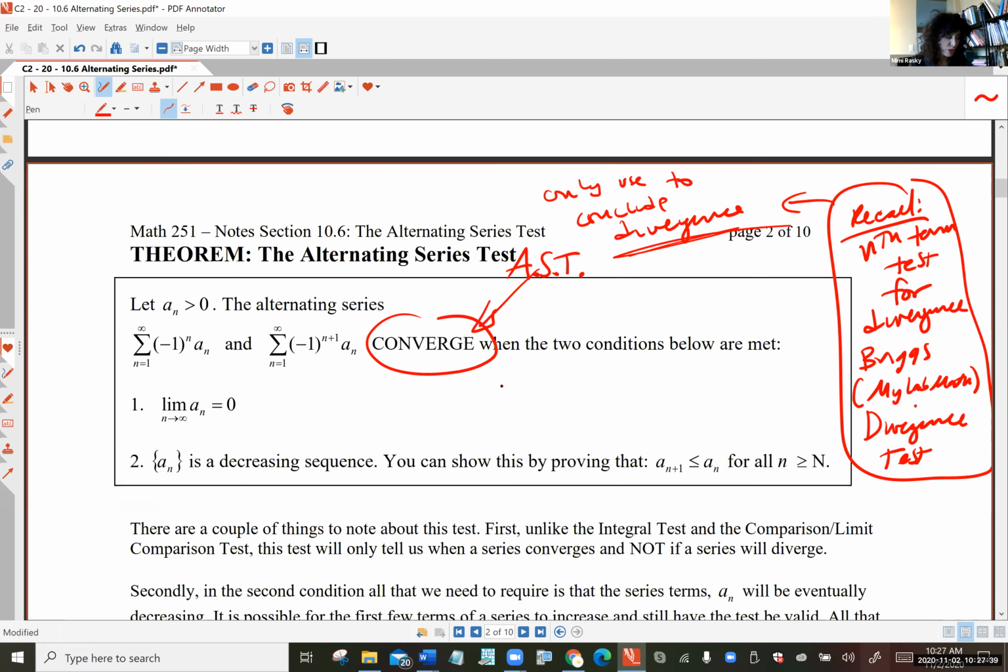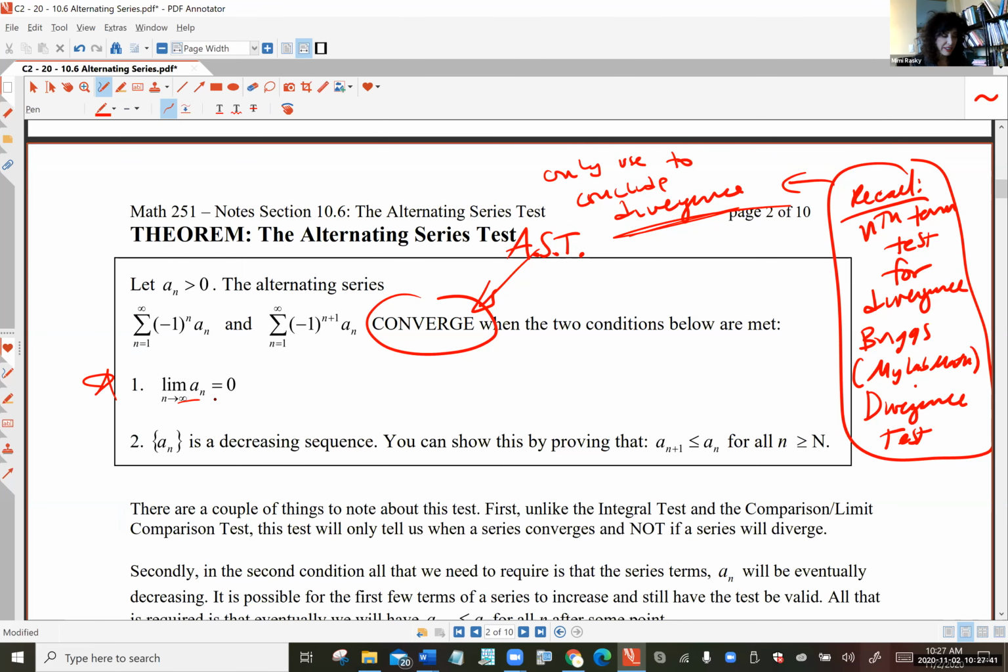All right, so you have to prove to me that the limit of a sub n is equal to 0 as n goes to infinity. And notice that they're not putting the negative 1 factor in there. They kill that off, and they just examine the limit of the positive portion of the formula to see if that goes to 0. If that's going to 0, that's a good thing. Then go on and prove that condition 2 is true, which means show that it truly is a decreasing sequence, that the terms are getting tinier and tinier as n goes to infinity.